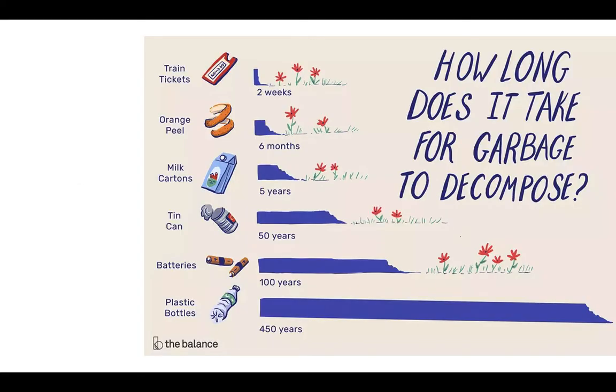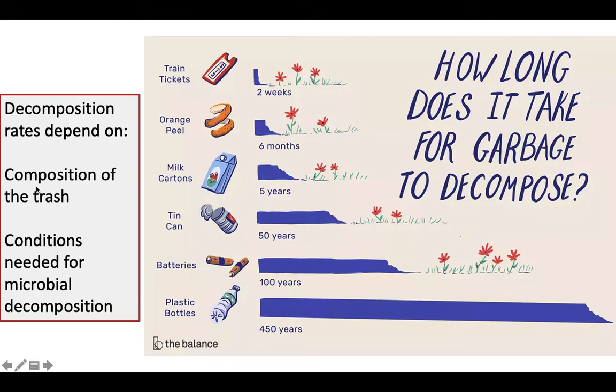And like I said, depending on the composition of the trash in the landfill and the conditions needed for the bacteria in that landfill to actually decompose the trash, it can take different amounts of time for this trash to decompose. A train ticket or a piece of paper might take 2 weeks. An orange peel takes 6 months to decompose. So if you're throwing your banana peels out to the side on a hike thinking, oh, it'll decompose, it actually takes much longer than that. It'll take 6 months for it to decompose. Meanwhile, if you look at something like plastic bottles, could take hundreds and hundreds of years.